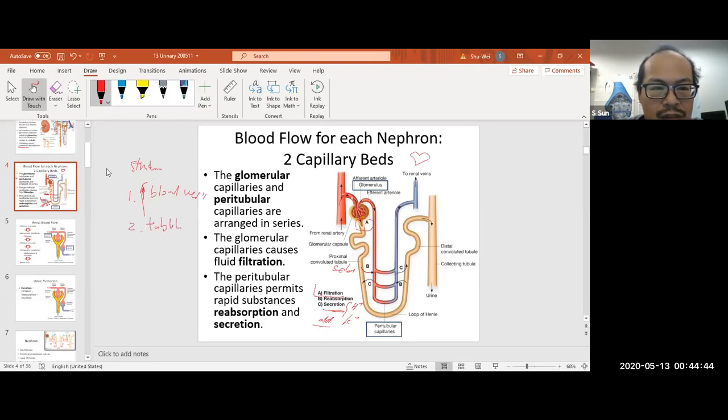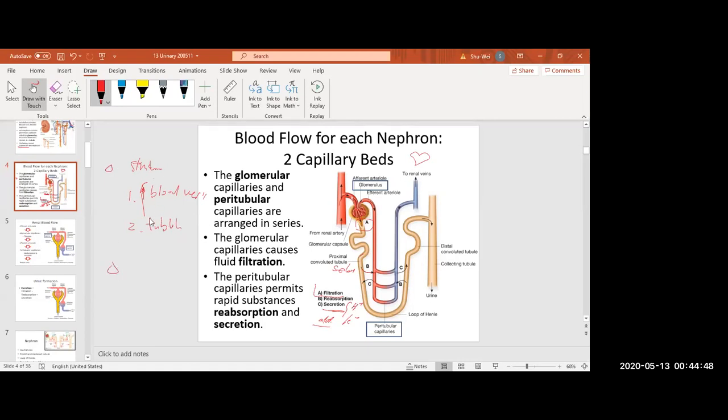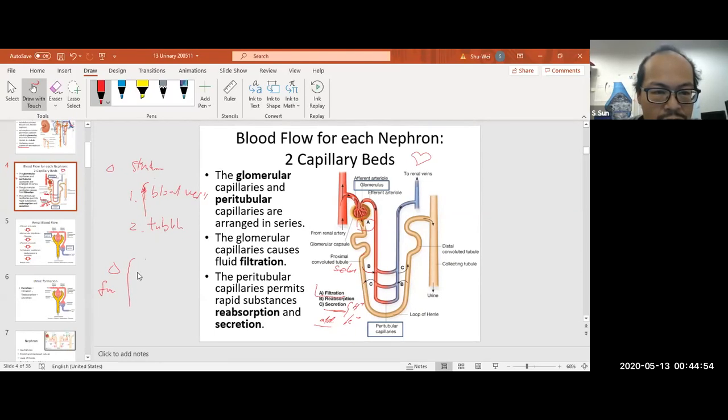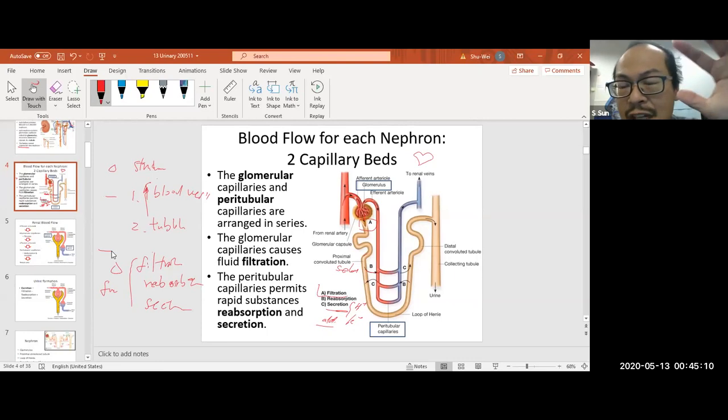So that's the structure. And the second thing, once we know that, then we will learn these 3 processes, these 3 functions: filtration, reabsorption, and secretion. So those are the 2 major things that we will learn. So let's start with the first thing first, structure.